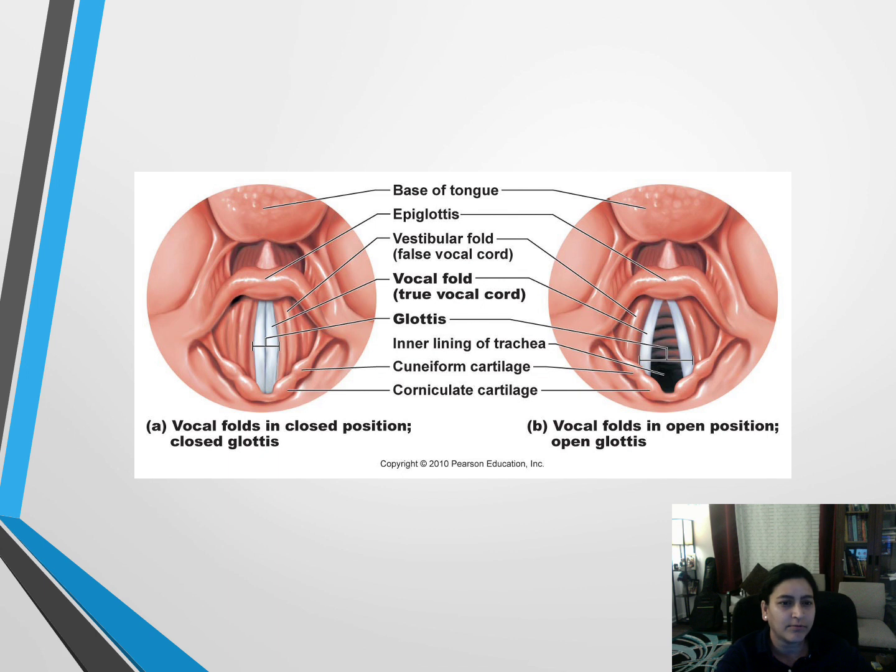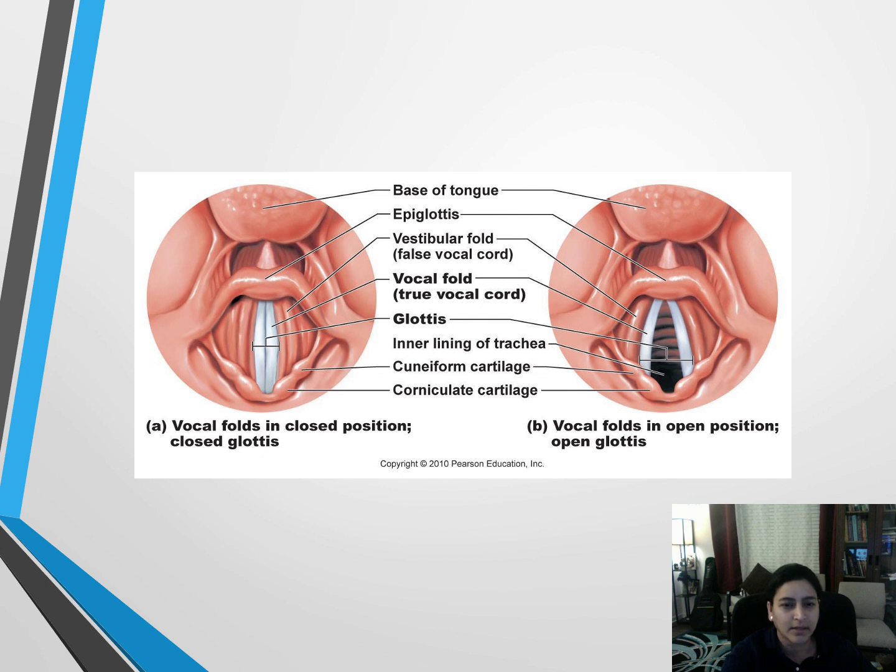And then there are false ones as well, the false vestibular folds, or false vocal cords. The true vocal cords vibrate, the false do not. The false ones do not produce any sound, just maybe a deep hoarse sound.